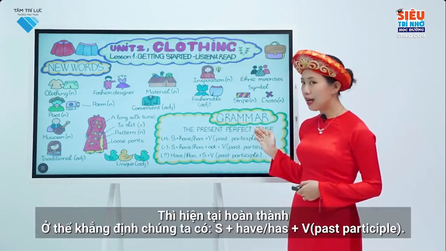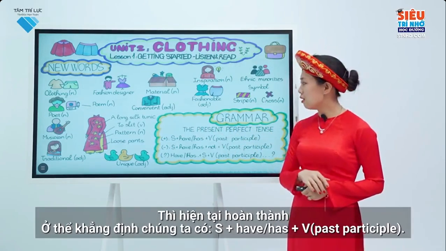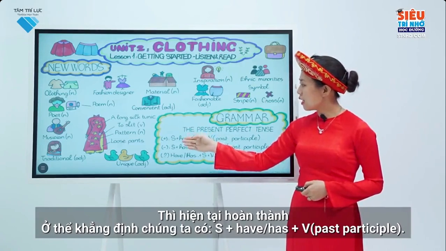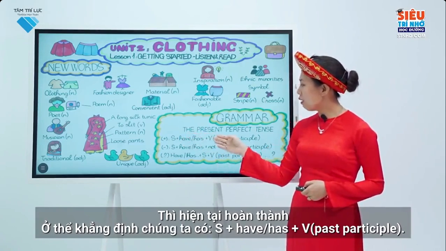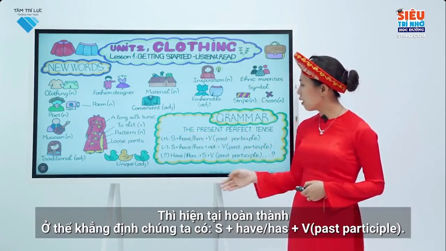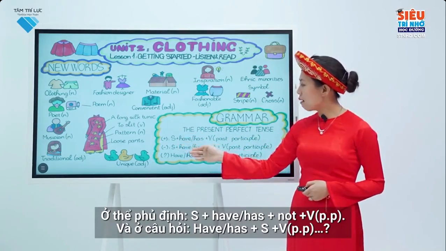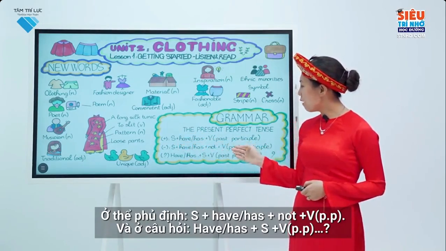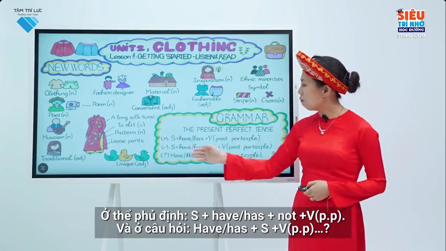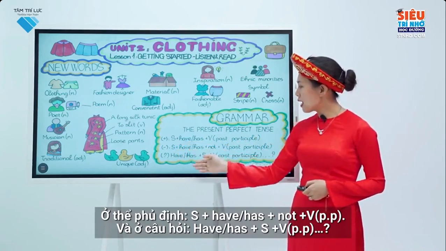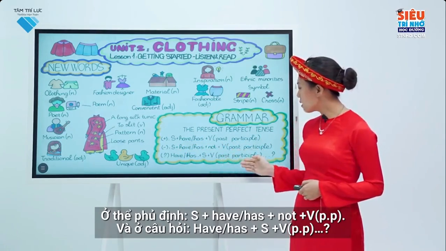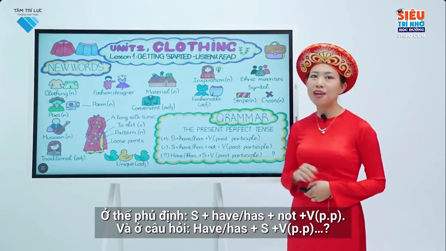The present perfect tense. In the active form, we have subject plus have or has plus verb, past participle. In the passive form, subject plus have or has plus not plus verb, past participle. And the question, have or has plus subject plus verb plus past participle.